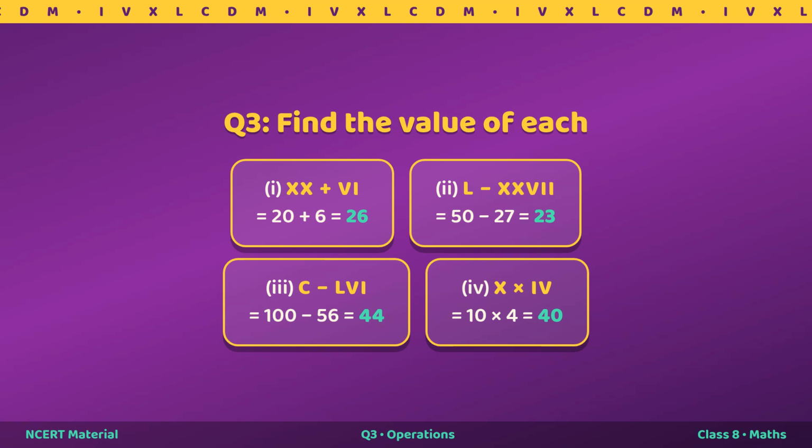Question 3. Find the value of each. First, XX plus VI. That's 20 plus 6, 26. Next, L minus XXVII. 50 minus 27, 23. Then, C minus LVI. 100 minus 56, 44. And finally, X times IV. 10 times 4, 40. Convert to Hindu Arabic first, then calculate.